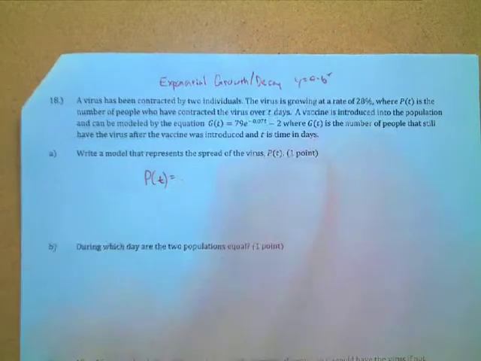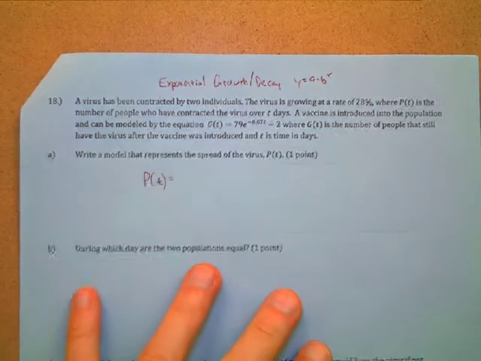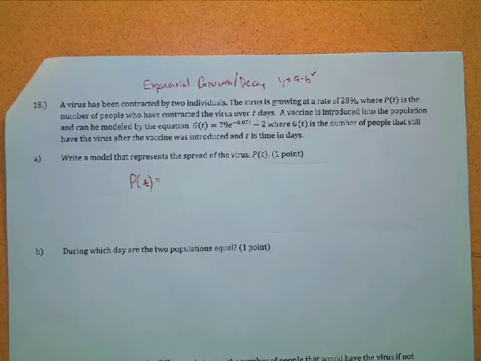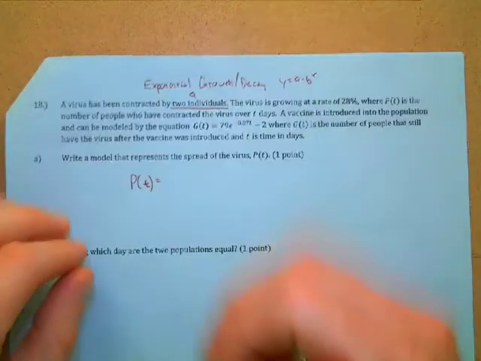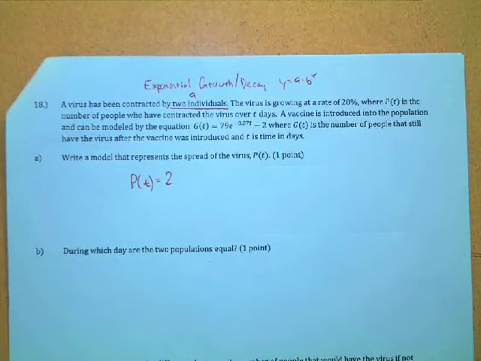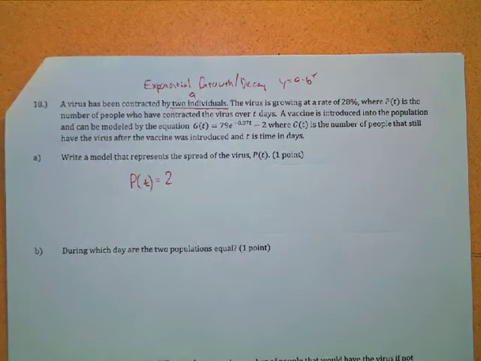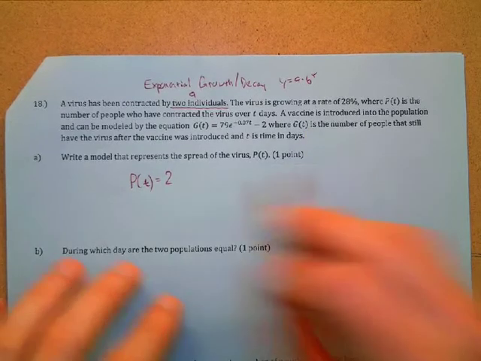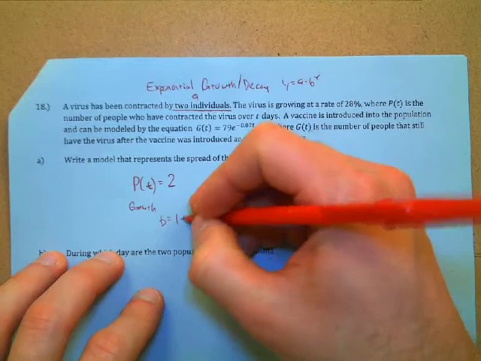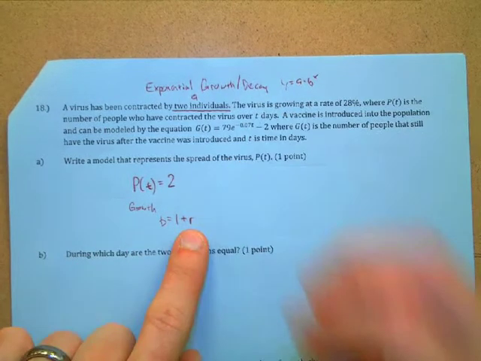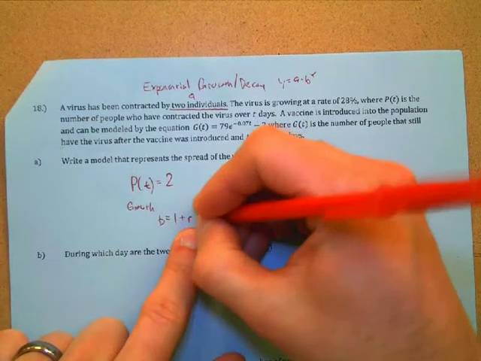What is our a value going to be here? Remember, what does a represent? A is the starting amount. How many people started with the virus? 2. Okay, that's our a value right there. And then is this going to be an exponential growth or exponential decay? Growth, right? We're growing at a rate. So since it's growth, we're going to have our b value equal to 1 plus r. Remember, r is the percent as a decimal. What is our percent growth rate here?